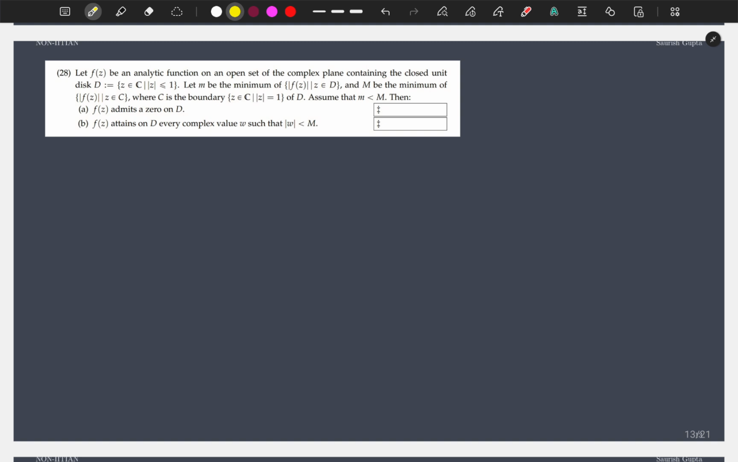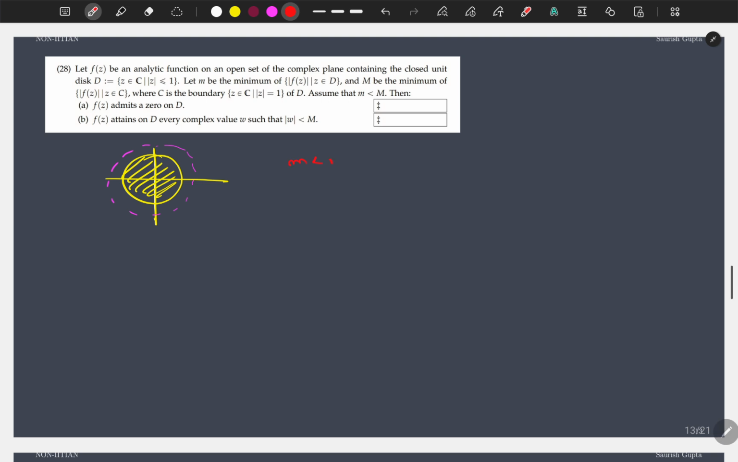Yeah, let's think about the problem. Okay, let us go through the question once more. We are given that f is an analytic function on an open set in the complex plane containing the closed unit disk. Okay, so let me just draw it once. I have the closed unit disk. It's analytic on an open set which contains the closed unit disk. Small m is the minimum on the closed unit disk, capital M is the maximum on the closed unit disk, and C is the boundary, and we have small m is less than capital M.